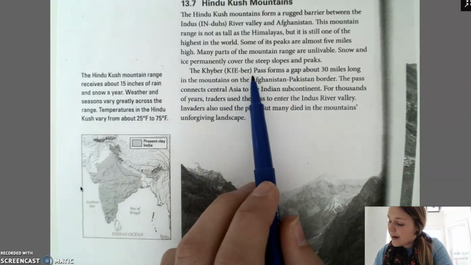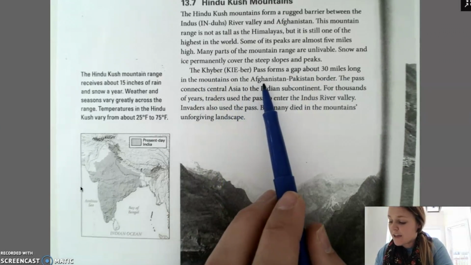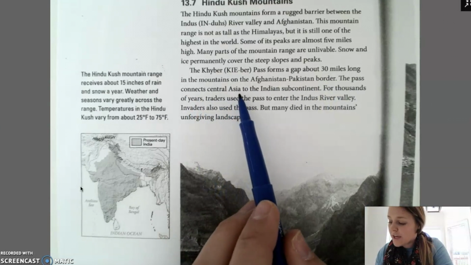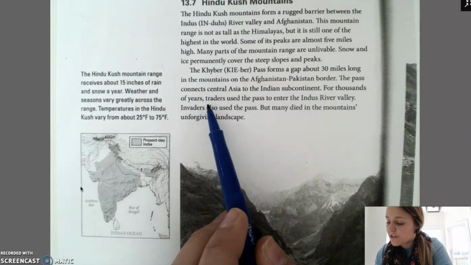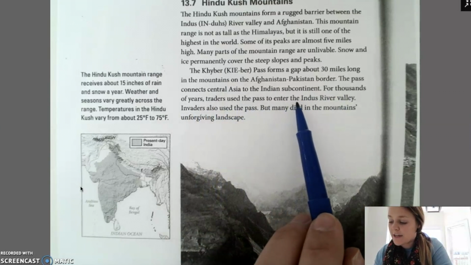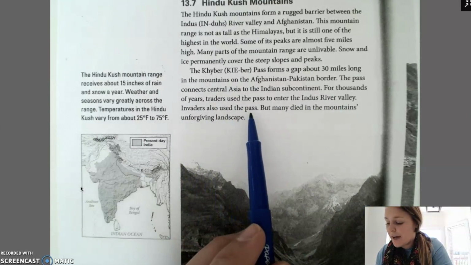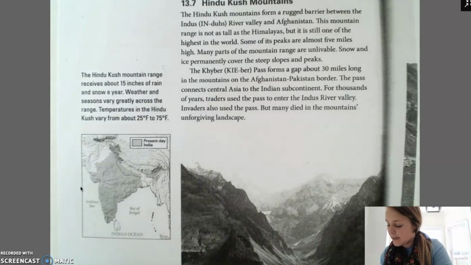The Khyber Pass forms a gap about 30 miles long in the mountains on the Afghanistan-Pakistan border. The pass connects Central Asia to the Indian subcontinent. For thousands of years, traders used the pass to enter the Indus River Valley. Invaders also used the pass, but many died in the mountain's unforgiving landscape.